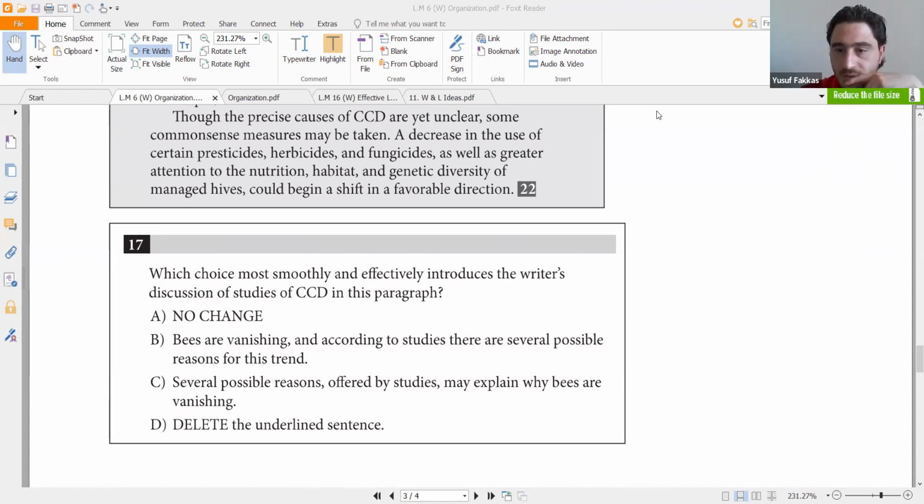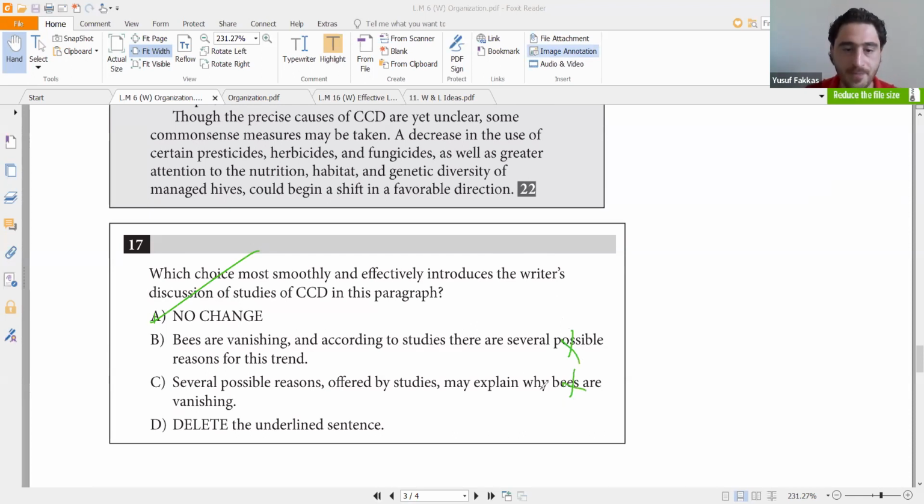Okay, so where are your answers, guys? All right, so most of us agree on the right answer, which is A, no change. Here, as you can see, we don't actually have different ideas. It's the same idea expressed in different ways, right? So B and C are wordy.